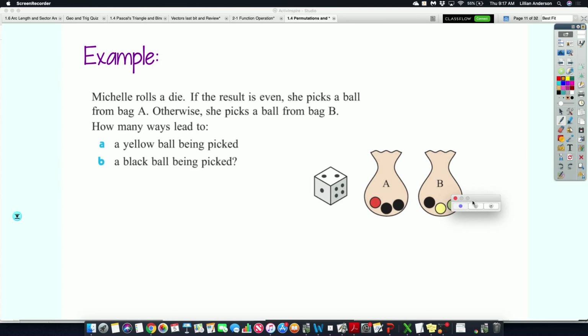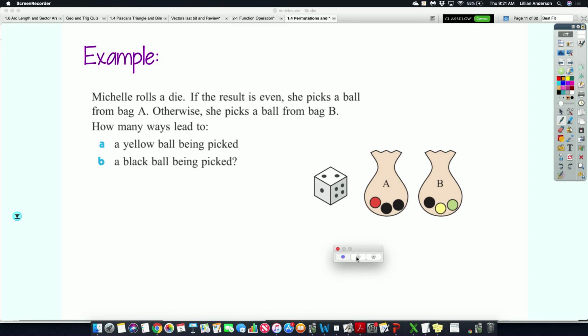Same diagram. Everyone can see the colors, right? Okay. I want you guys to figure this one out. Both of these, A and B. So, to get a yellow, oh wow. For a yellow ball to be picked, the only way a yellow ball can be picked is if what happens?